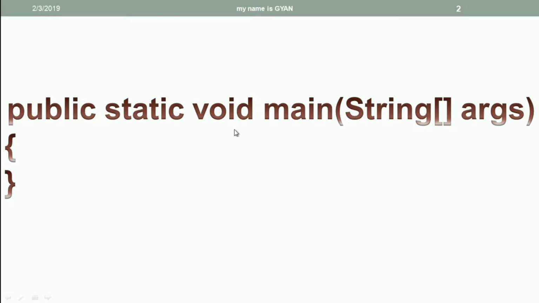The JVM searches for the method main with this signature only. Then only the JVM starts the execution of the method main. Otherwise, the JVM cannot start the execution of the method main if the signature of the main is something else. So this method, the method main with particularly this signature, is most important in the field of Java Standard Edition, that means core Java.